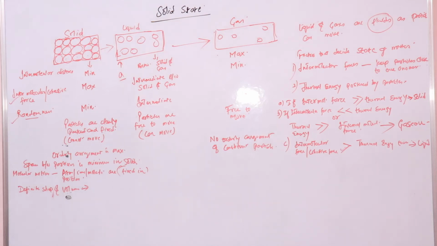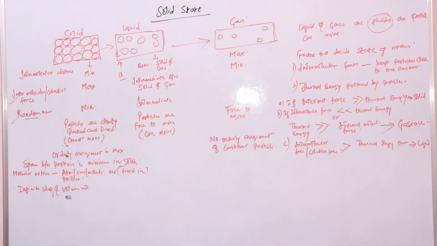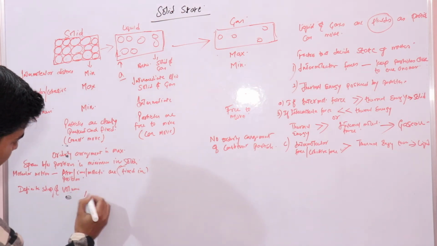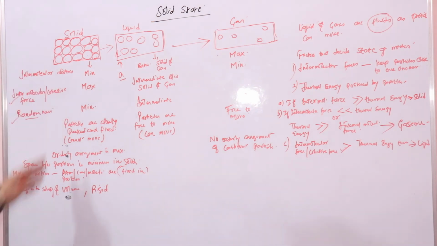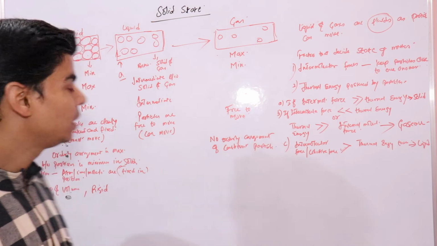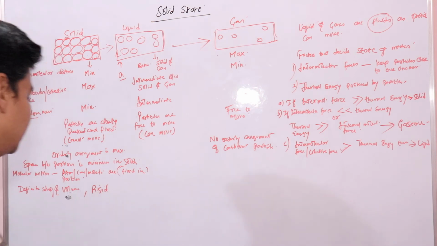This is because of the strong attractive forces between the constituent units, or the constituent particles, due to which they have fixed positions. Since the attractive forces, the cohesive forces, are maximum in solids, they are rigid. We say that solids have maximum rigidity. Their constituent particles are fixed in position and have maximum cohesive forces between them, which gives them maximum rigidity.